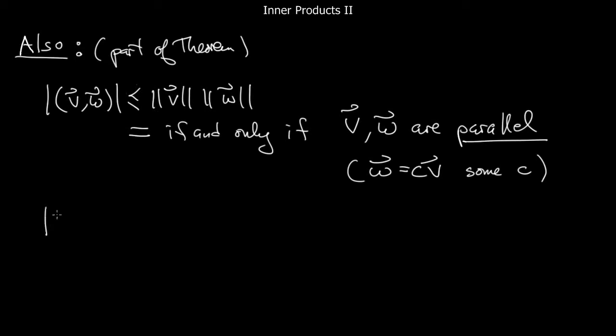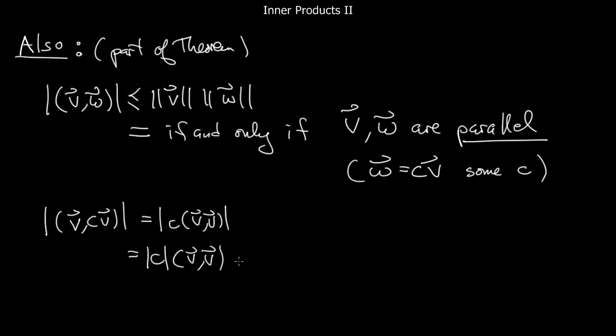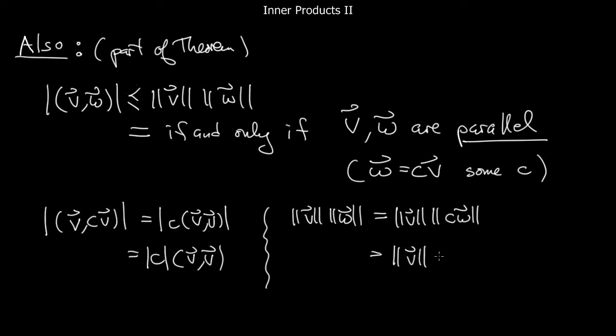Let's just check: if you take two vectors that are multiples of each other, and you take their inner product, well, the c pulls out, so you get c times the inner product of v and v. And that pulls out with an absolute value. So the left-hand side is the absolute value of c times the inner product of v and v. The right-hand side is the length of v times the length of w, which is c times v. And the length of a multiple pulls out, the c pulls out with an absolute value.